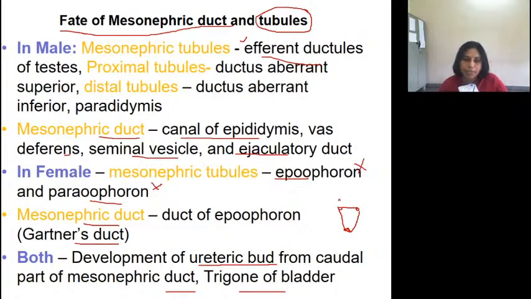But the concept has changed. The endoderm of the urogenital sinus will grow onto the trigone of the bladder and completely replace the mesoderm here, and it will lead to the development of the mucous membrane of the bladder.